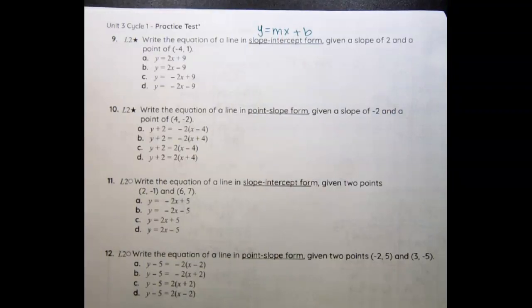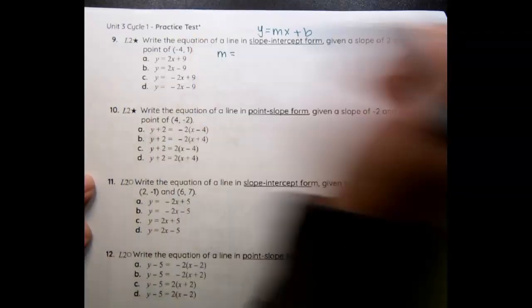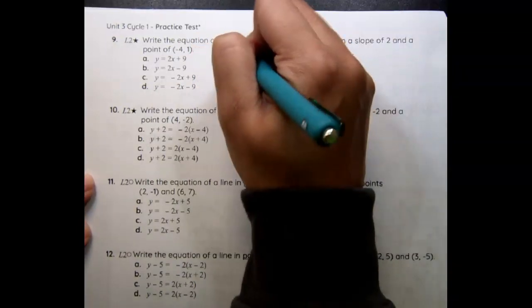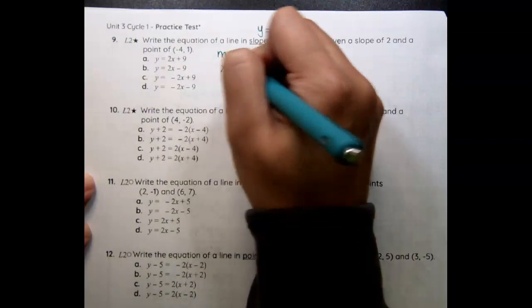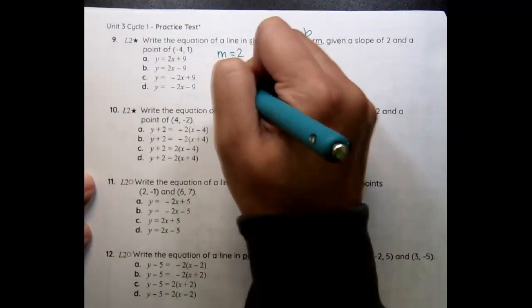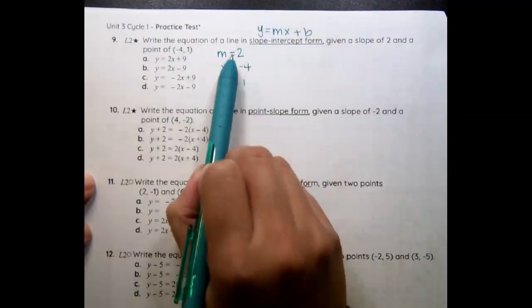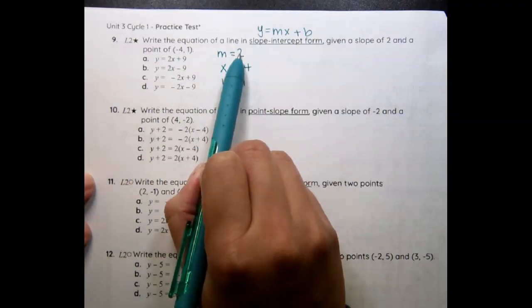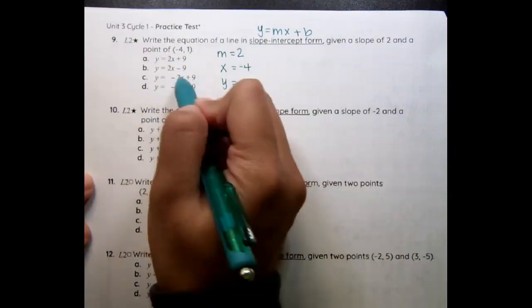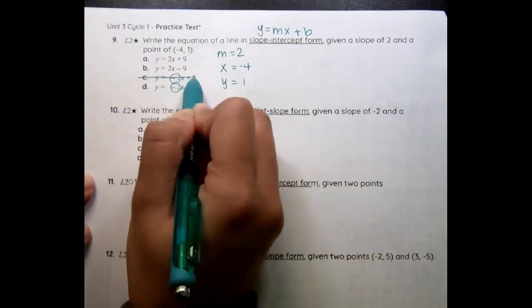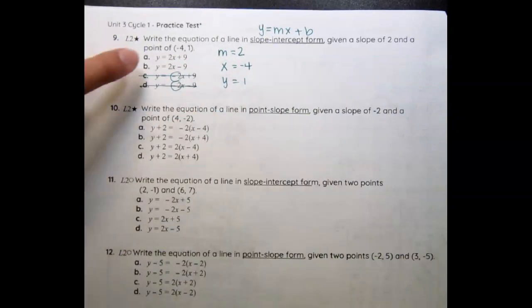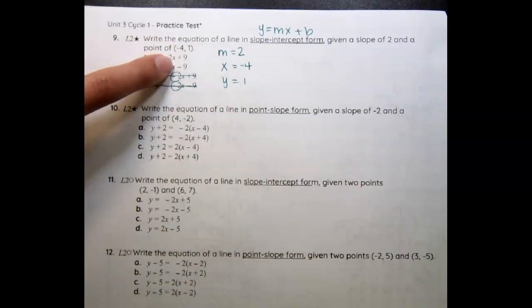Given a slope of 2 and a point of -4, 1. So first I'm going to write out everything that I already have. My slope is 2, so that's m. My point x is -4 and y is 1. Well, just by knowing that the slope is +2, I can eliminate 2 answer choices. I can eliminate C and D because both of those have a negative slope. So now I need to figure out, is my y-intercept +9 or -9?